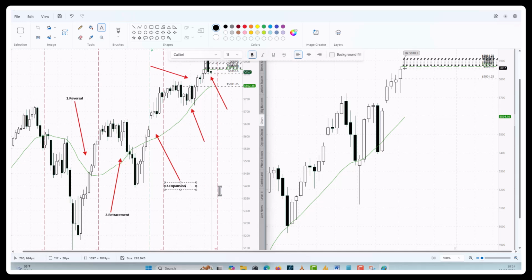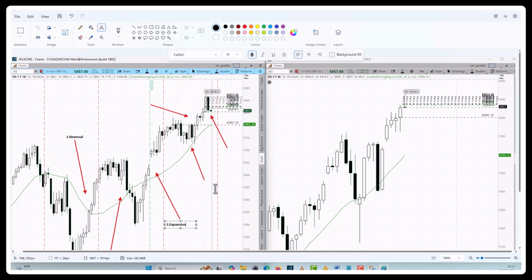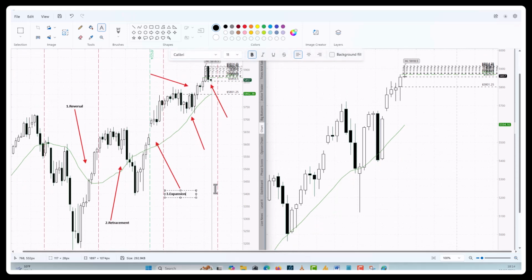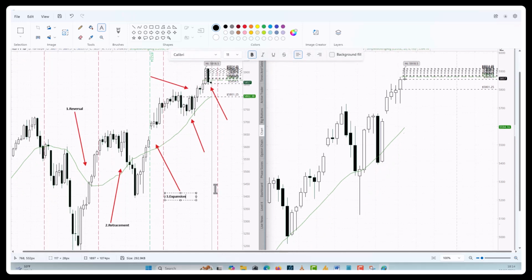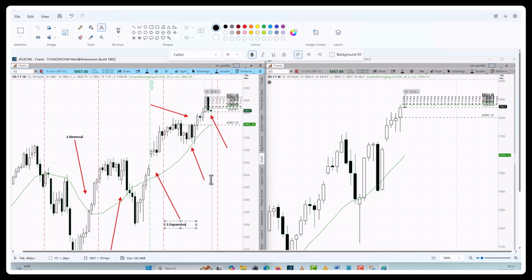Yeah, we have to go with the high time frame. In this case, daily, so it gives us the context to trade in the 15-minute time frame. And expansion, it's going to go right here, which is a retracement. That's right, a retracement right here. And retracement, then it goes to expansion again.